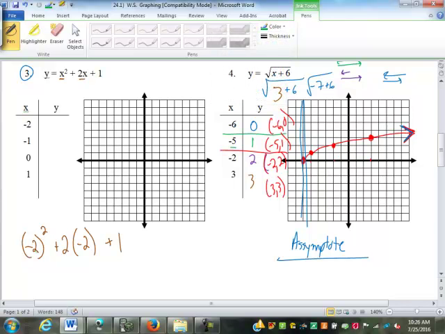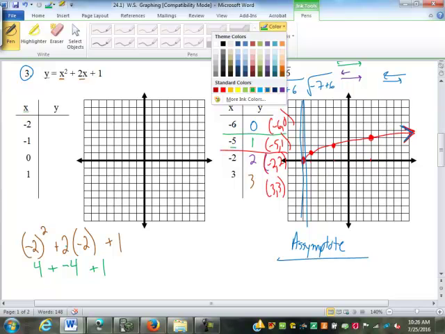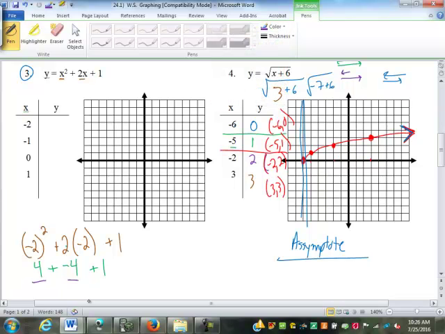So -2 squared is a +4, plus 2 times the -2 is a -4, and then plus 1. What is 4 plus -4? 0. Plus 1 is 1. So we get a point there at -2, comma 1. So -2, 1 is right there. So I want you guys in your notes to plot the other 3 points. I give you x of -1, 0, and 1.